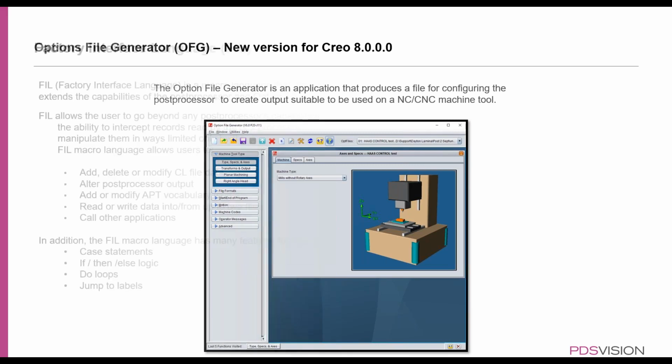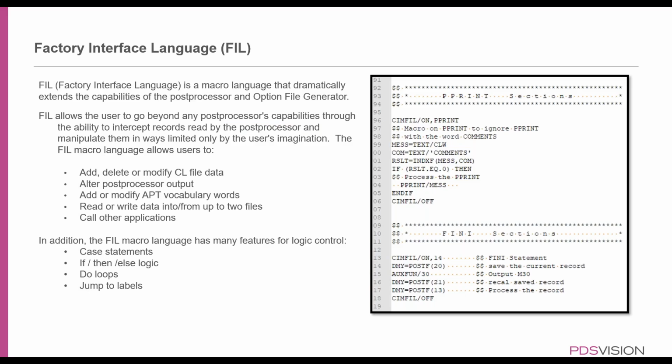Going hand in hand with that is the factory interface language. This is a language that you can use to do extra bits and pieces to your post processor. The option file generator will get the foundations there. It will put out code in a certain way, but as soon as you want particular things, then you need to go into FIL language, and that's just a macro language that you can use. And I just put up a quick screenshot as an example of that.